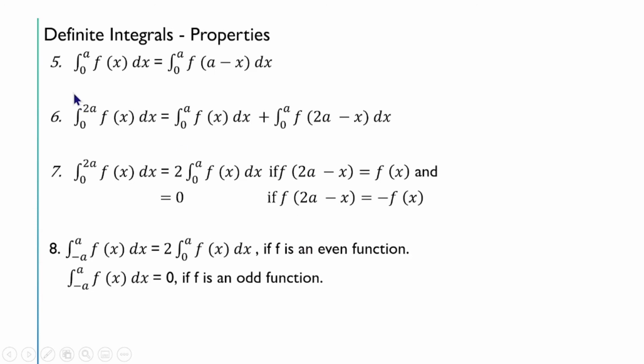We'll continue with the properties. The next one is integral 0 to a f of x dx is equal to integral 0 to a f of a minus x dx. So these two are equal.